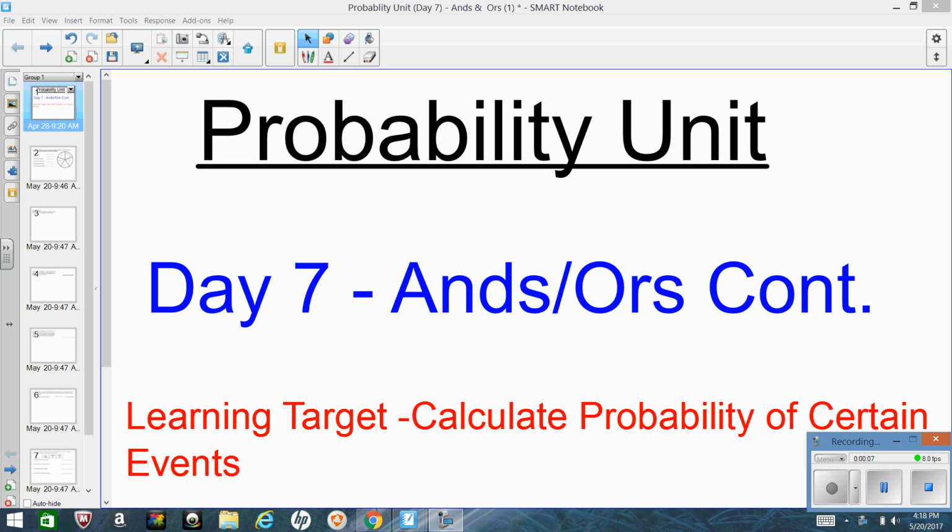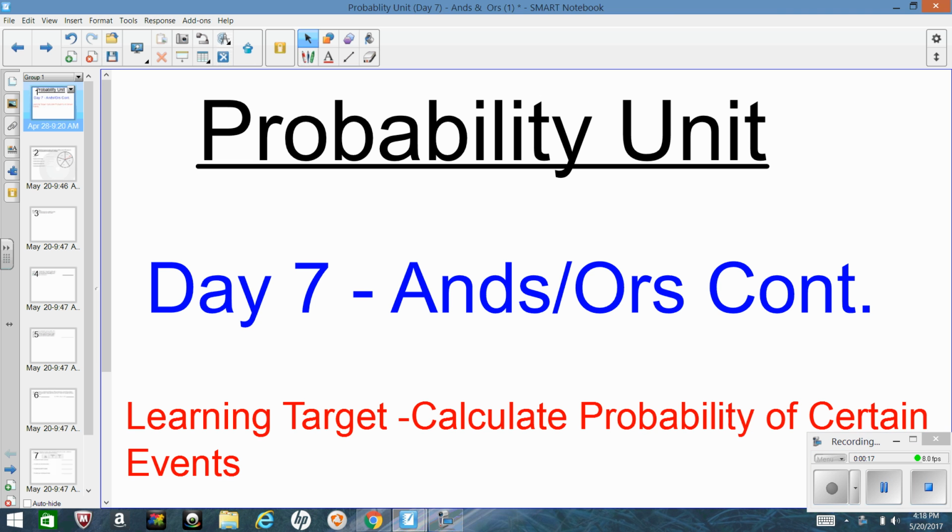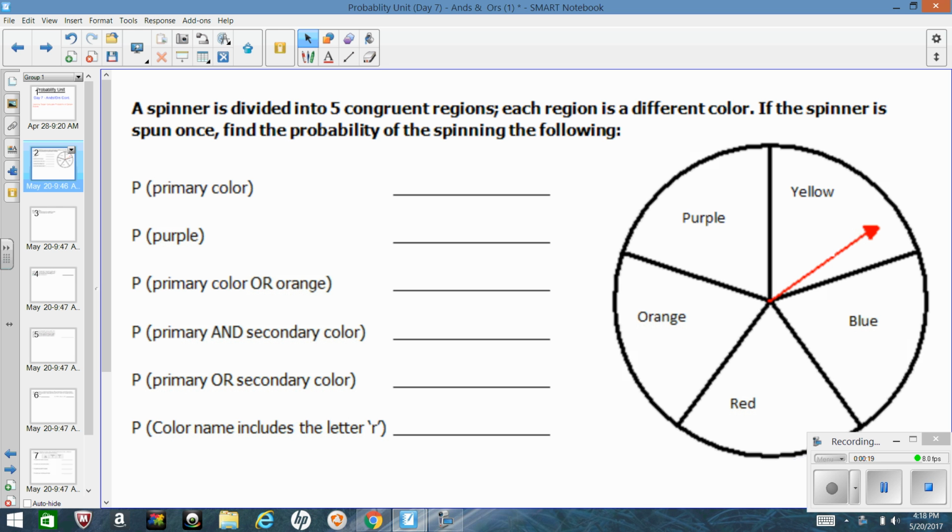We're going to do day 7, and we're going to continue from Friday's lesson, which is ands and ors. Our learning target today is to calculate the probability of certain events. So let's look at our first example.